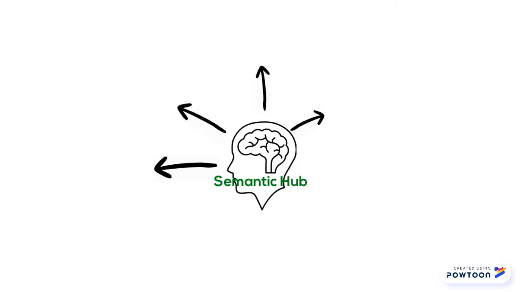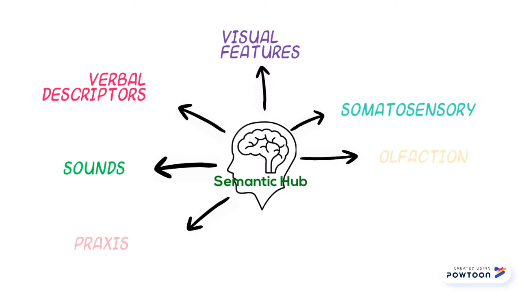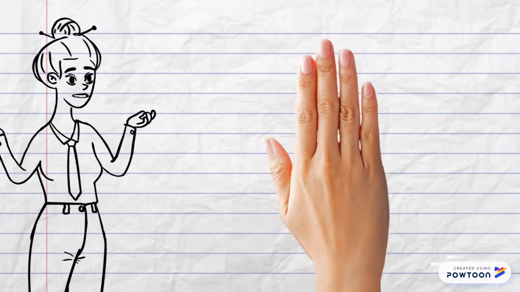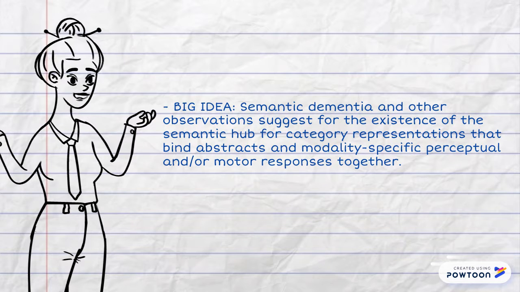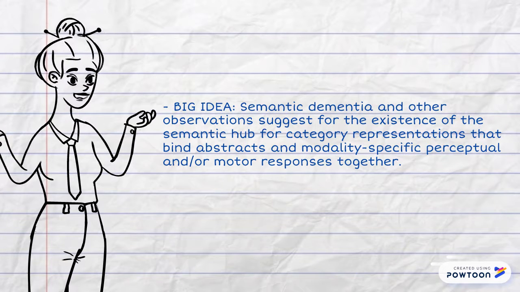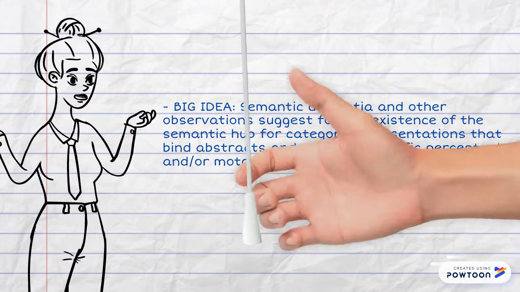The Semantic Hub model consists of verbal descriptors, visual features, sounds, somatosensory, olfaction, and praxis. Semantic dementia and other observations suggest the existence of the Semantic Hub for category representations that bind abstract and modality-specific perceptual and/or motor responses together. This allows us to understand how we are able to form concepts and symbolic representations as well.